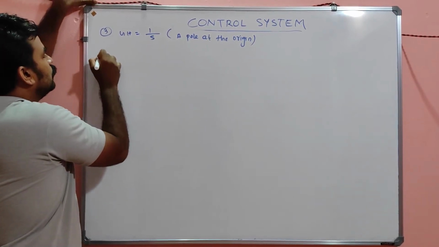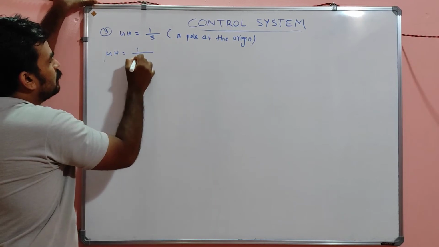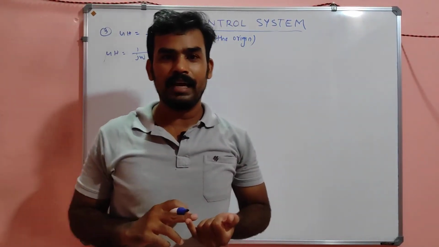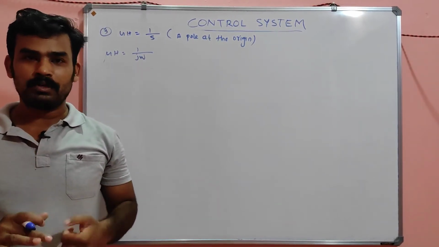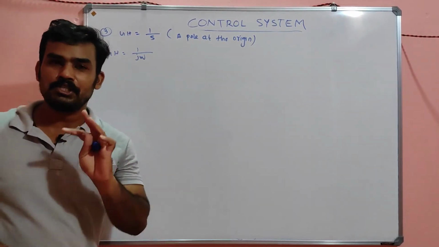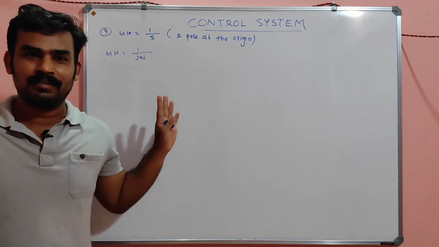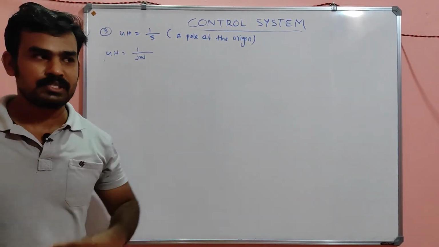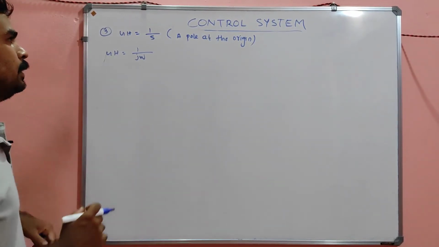Let's check. What will be the first step? GH is equal to 1 by S, which is 1 by j omega. You have to do a common step for every problem when solving polar plot, Bode plot, and gain margin and phase margin: put S equal to j omega and calculate magnitude and phase. It's common in all frequency analysis.